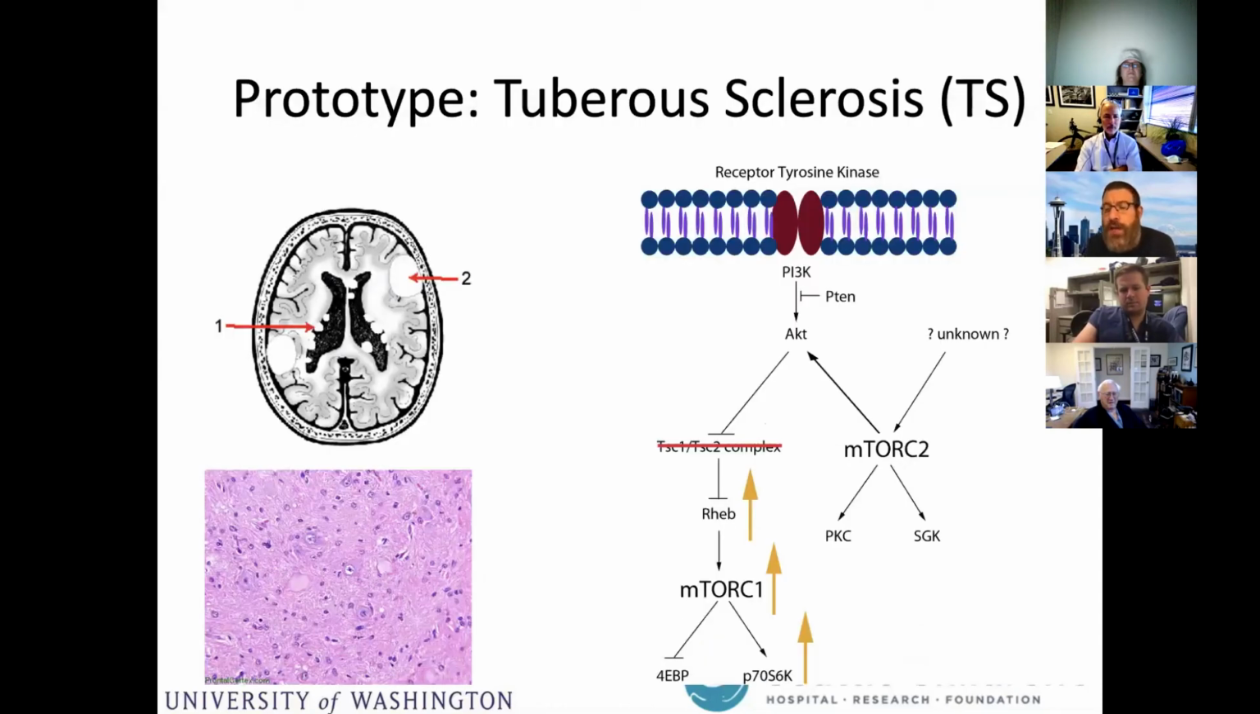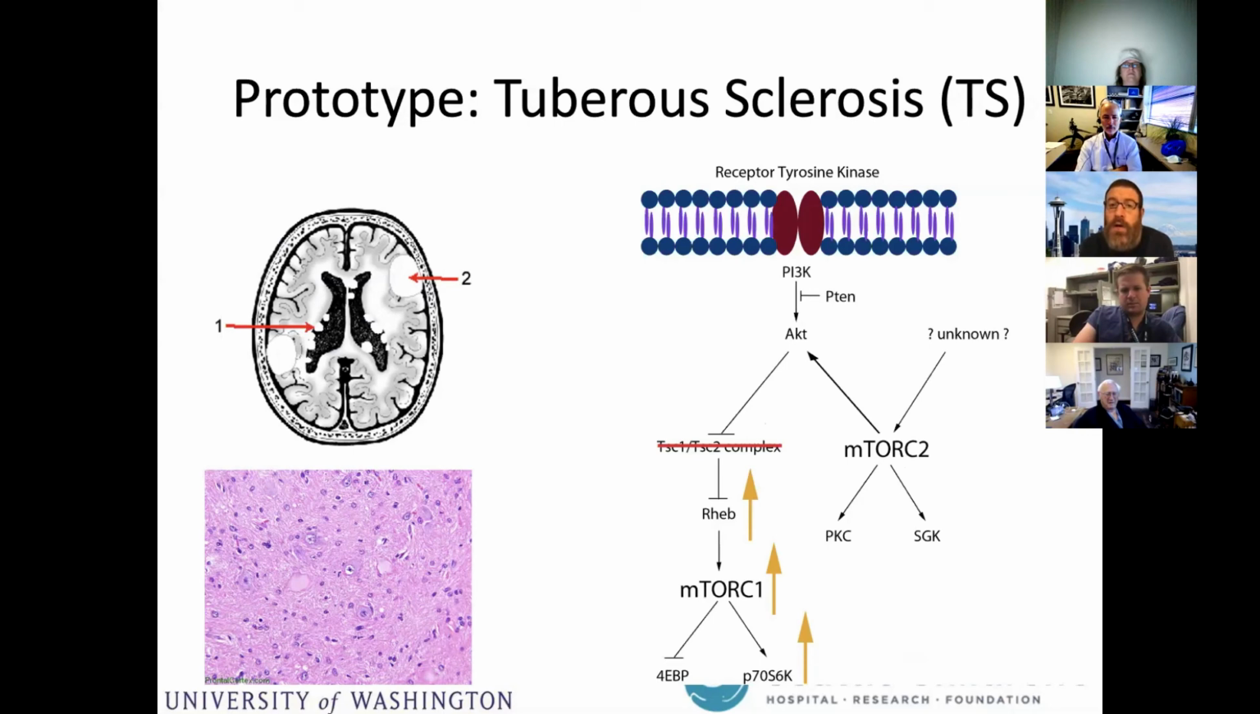The prototypical disease, which I think we understand the role of mTOR the best in, is tuberous sclerosis. And one of the great things about tuberous sclerosis is that we were able to recapitulate the phenotype in transgenic animals that have TSC1 or TSC2 knocked out.